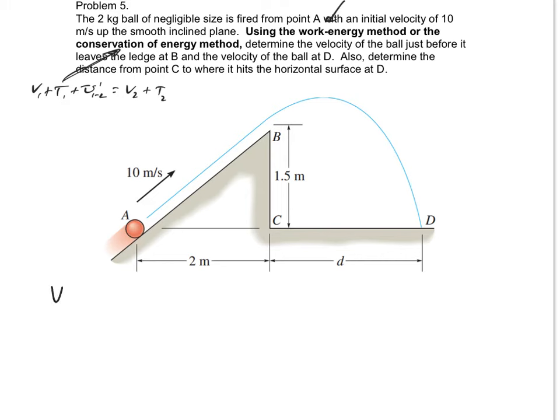The potential energy initially plus kinetic energy initially plus any U prime, any non-conserved work done by external forces, is equal to V2 plus T2. Or in this case, why don't I say VA, TA, any non-conserved work from A to B is equal to VB plus TB. This V could have both gravity and spring. But of course I don't have a spring right here, so that potential energy is only due to gravity.